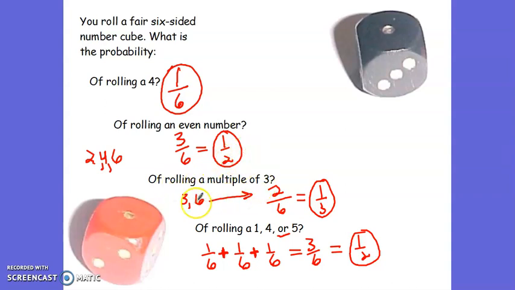Of rolling a multiple of 3, well, again, there's 2 possibilities. 3 and 6 are both multiples of 3. So 2 things we want out of the 6 things, that's a 1/3. And finally, of rolling a 1, a 4, or a 5. Well, the probability of rolling a 1 is 1 out of the 6 possibilities. We already said the probability of a 4 is 1 of the 6 possibilities. And the probability of a 5 is 1 of the 6 possibilities.